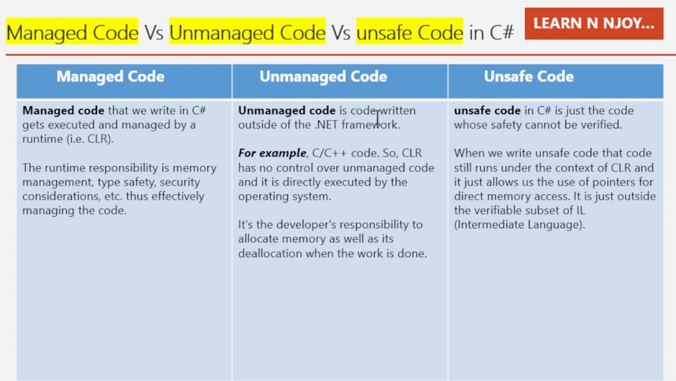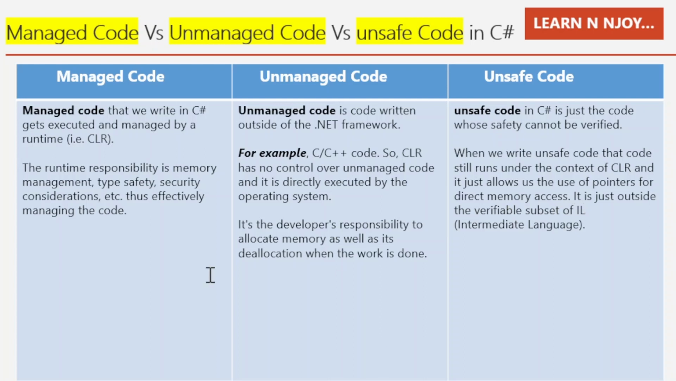Whereas unmanaged code is code written outside of the .NET framework, for example C++ code. So the CLR has no control over unmanaged code and it is directly executed by the operating system. It's the developer's responsibility to allocate memory as well as deallocate it when the work is done. Whereas unsafe code in C# is just code whose safety cannot be verified. When we write unsafe code, that code still runs under the context of the CLR and it just allows us to use pointers for direct memory access. It is just outside the verifiable subset of the IL.